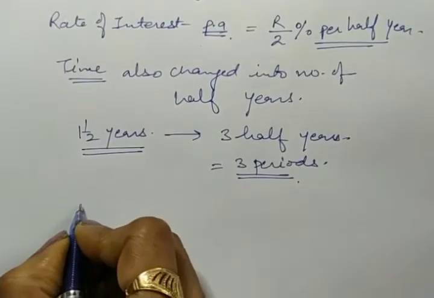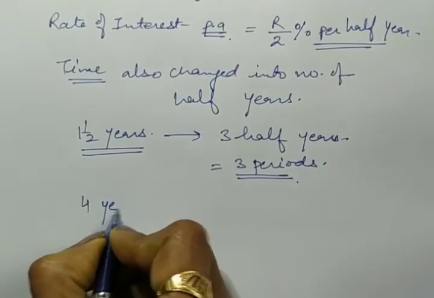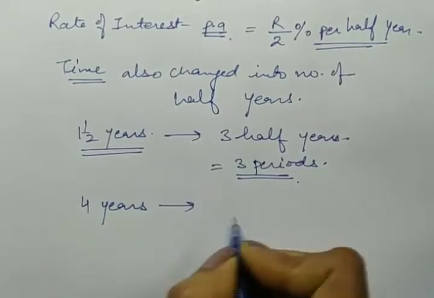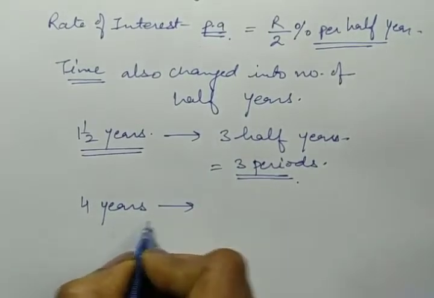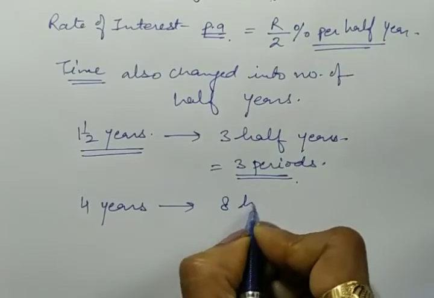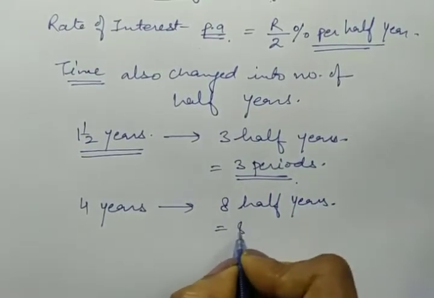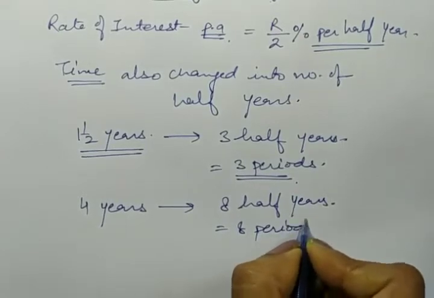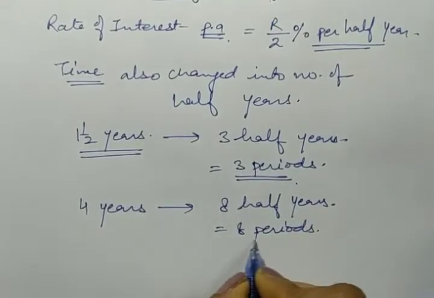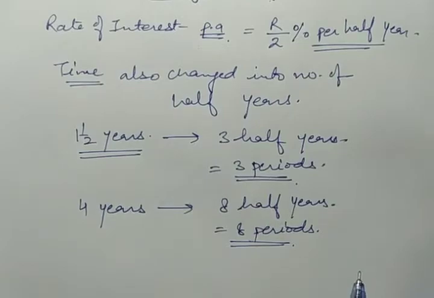Likewise, if the time is 4 years, then how many half years will be there in 4 years? That is 8 half years. That is 8 periods. So, in the formula, we will use 8 periods.